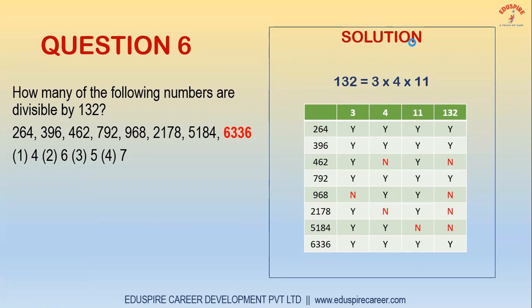Moving on with 6336, of course, it goes by all these 3, 3, 4, and 11. Hence, it will go by 132. So out of all these numbers, you see we have listed down 4 numbers which are divisible by 132. Hence, our answer to this question will be option number 1, which is 4.